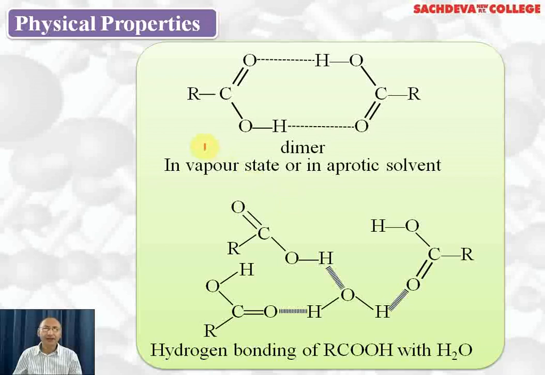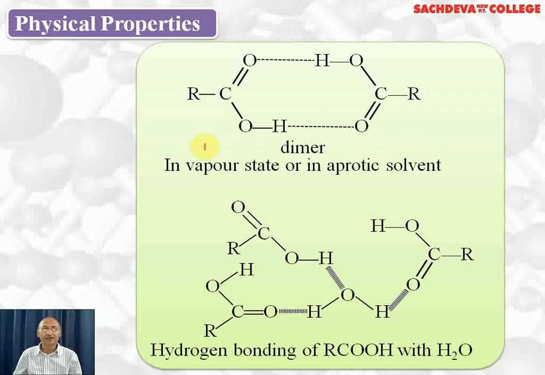Boiling point of carboxylic acid increases with the increase in carbon chain because surface area increases, therefore van der Waals force of attraction increases, hence boiling point increases. Branched chain carboxylic acids will have lower boiling point as compared to straight chain carboxylic acids because branched chain will have minimum surface area, minimum van der Waals force of attraction, therefore minimum boiling point.